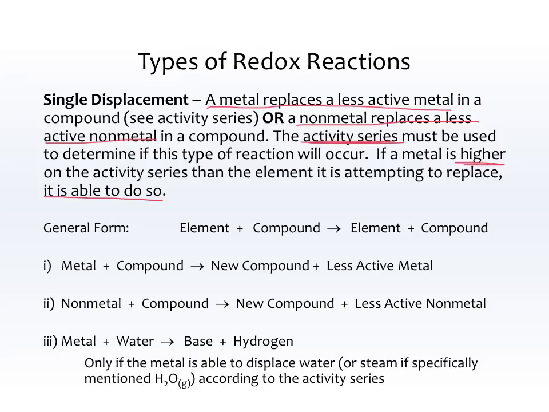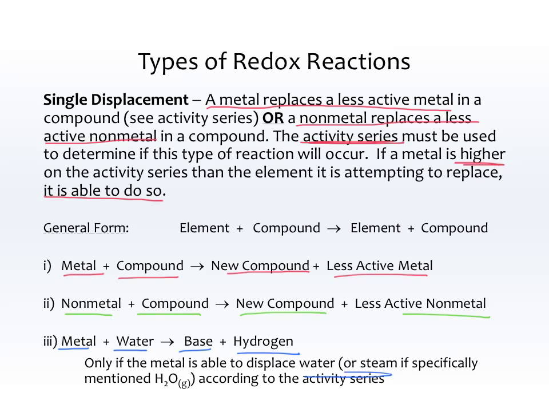So the 3 general forms would be a metal and a compound will make a new compound and a different metal, or a nonmetal in a compound will make a new compound and a different nonmetal, or a metal and water will make a base and hydrogen. This one's a little bit different because water doesn't have a metal in it, but it's still counted as a single displacement reaction. This will only occur if the metal is able to displace water, or steam if it specifically mentions H2O gas, according to the activity series.